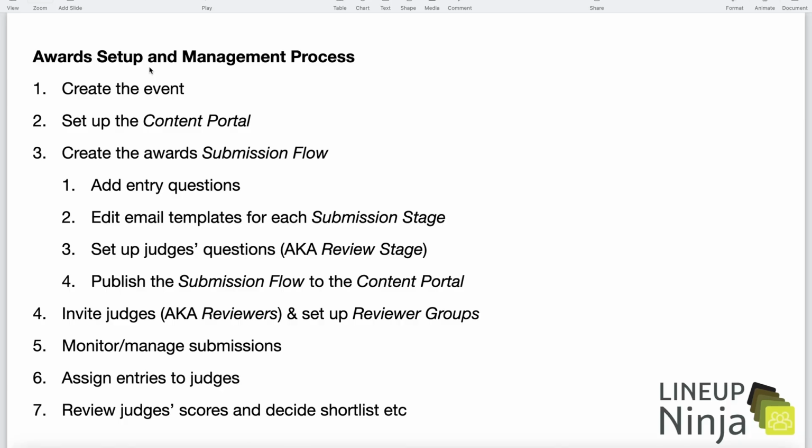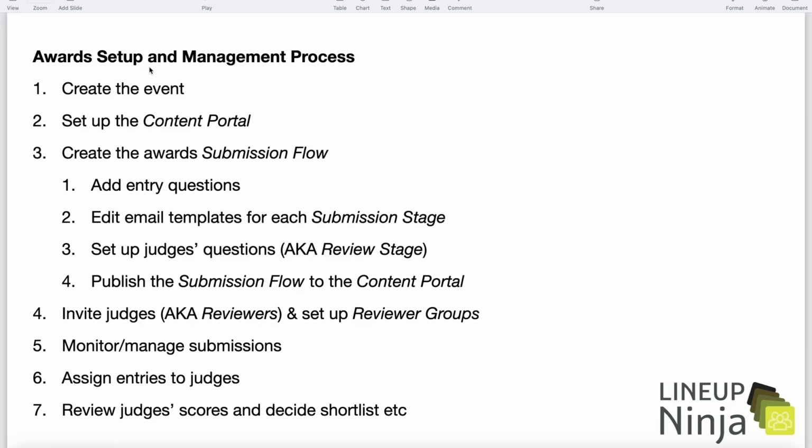Then we need to set up the content portal, which is the thing that your entrants are going to log into. Then you need to create the submission flow. The submission flow is essentially the form that people will fill in, the stages in which that form can exist, and email templates that are associated with those stages. So things like, don't forget the deadline's coming up, or if you want, you can have emails to say things like you've been shortlisted. Also, we're going to set up the judges' questions in there.